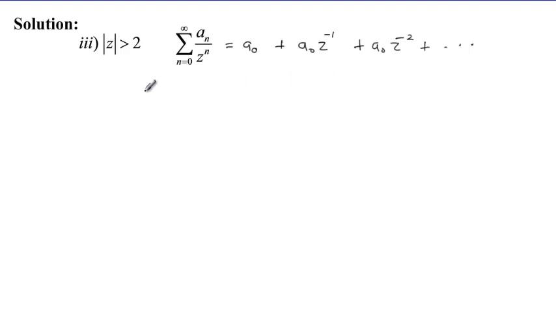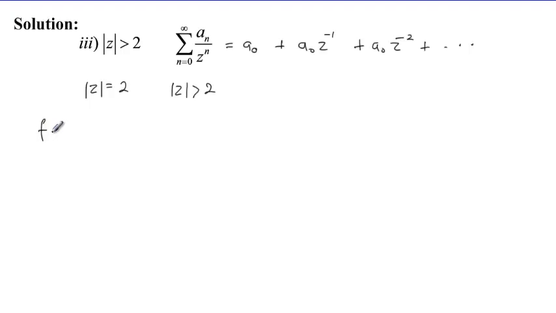This is the kind of series we said is centered at infinity. And we know that absolute value of z equals 2 is a circle centered at the origin. Now, when we consider absolute value of z greater than 2, then that's when we can say this region is a region of convergence centered at infinity.